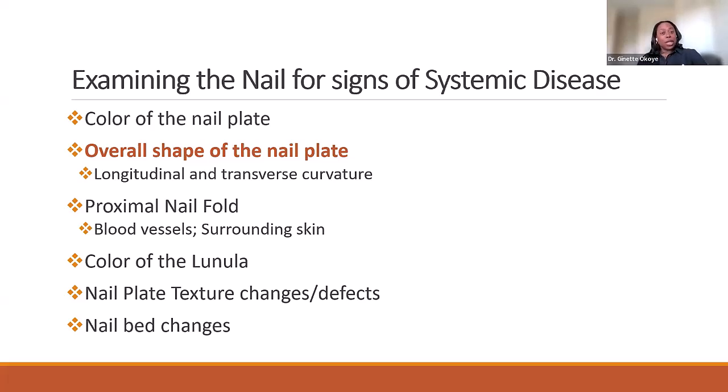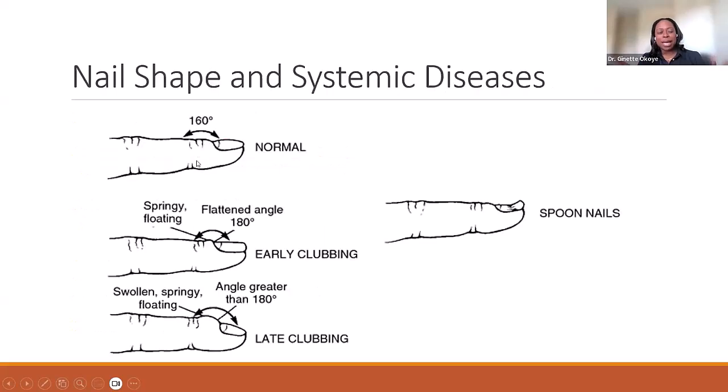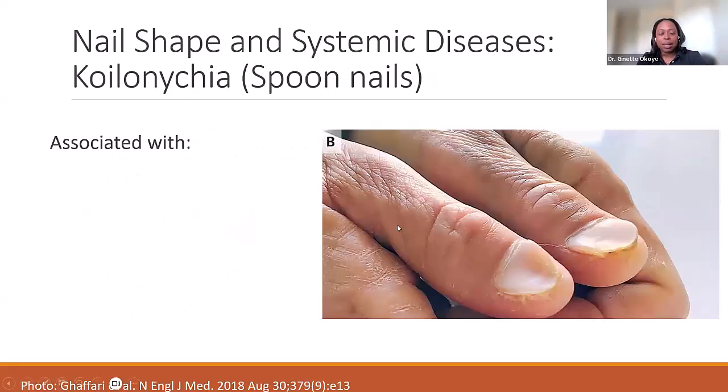Okay, so let's talk about the shape of the nail. There are two shapes that we think about with the nail. One is a spoon nail, where the nail has a spoon shape, basically a curvature in the nail. And then we also think about clubbing. So these are the two shapes that are important for the nails.